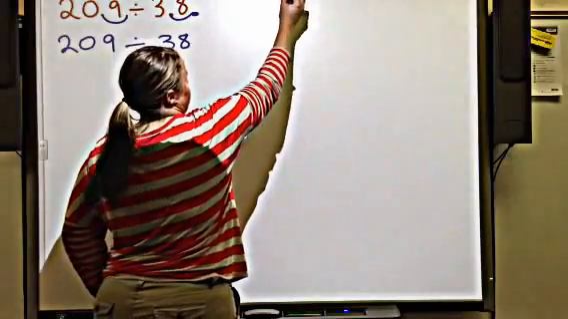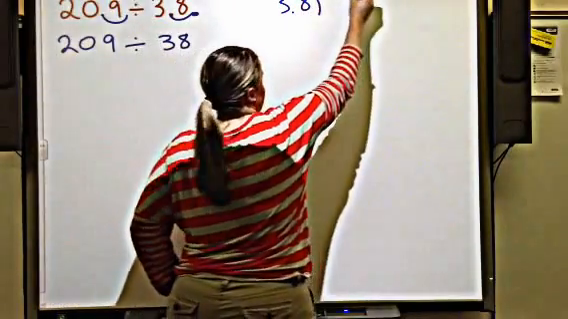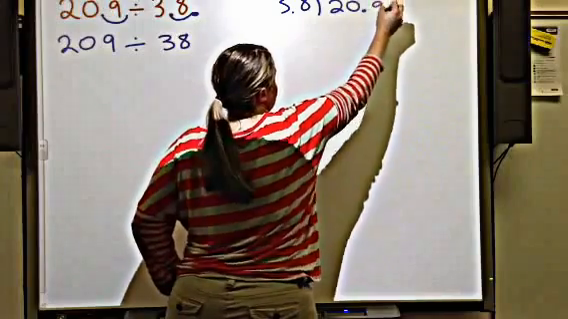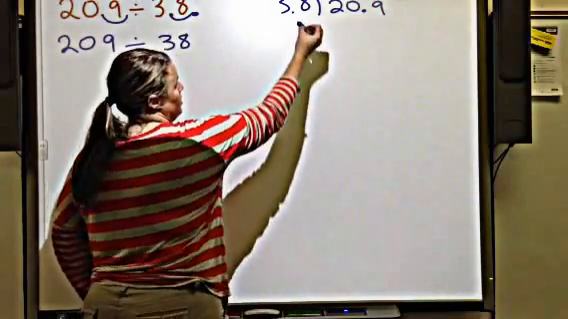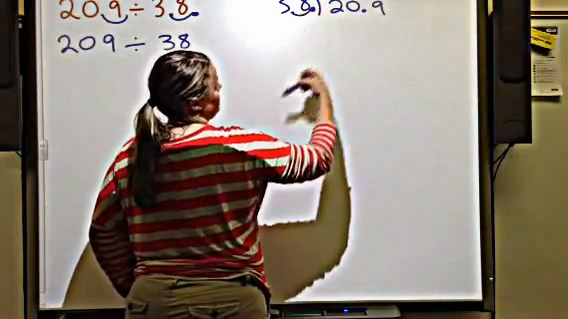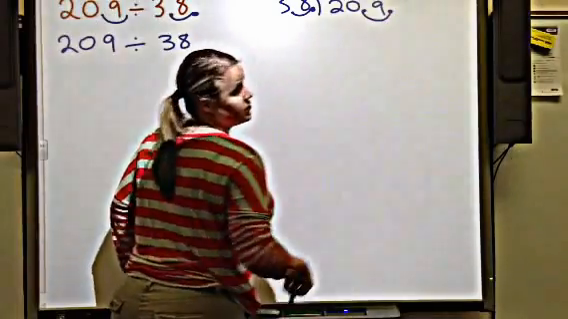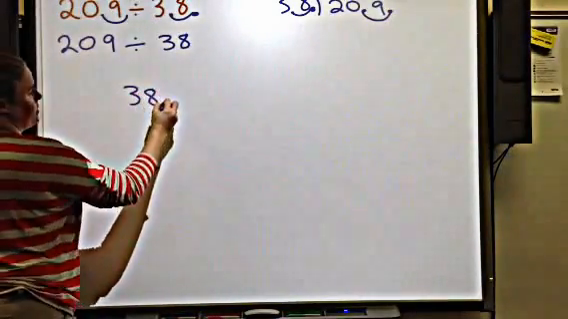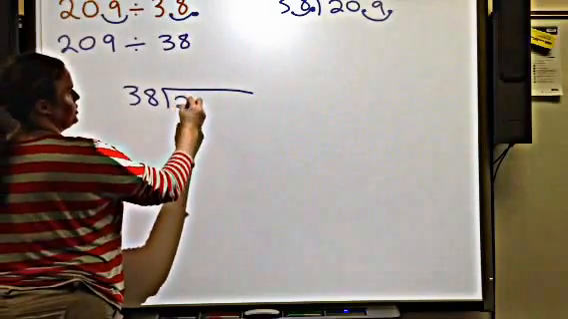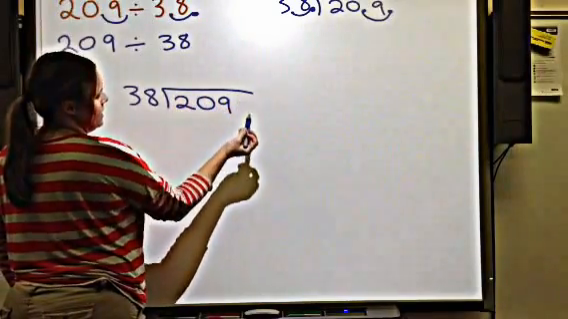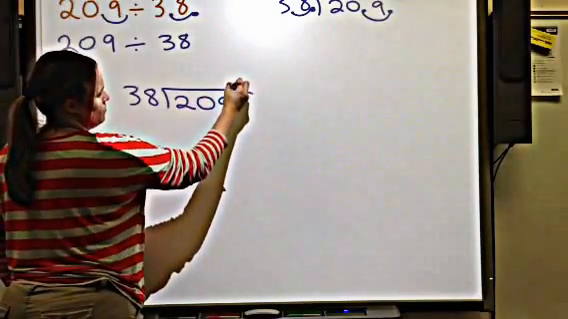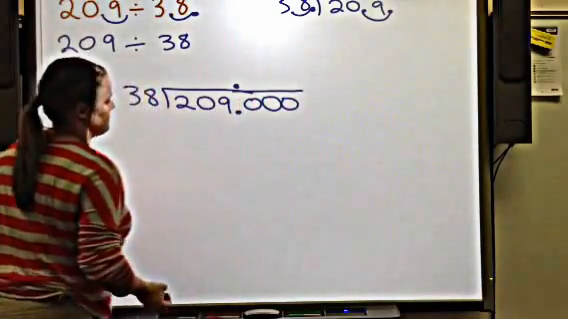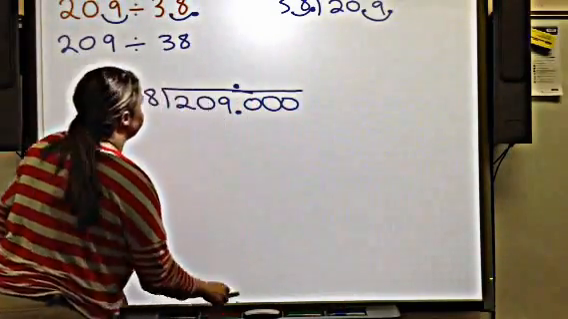Again, if it had already been written for you in this format, I would have followed the same procedure, moving the decimal place once here, moving it once here. So with our problem, 38 divided into 209, I'm going to go ahead and add a decimal just in case I have remainders. And now I can divide.